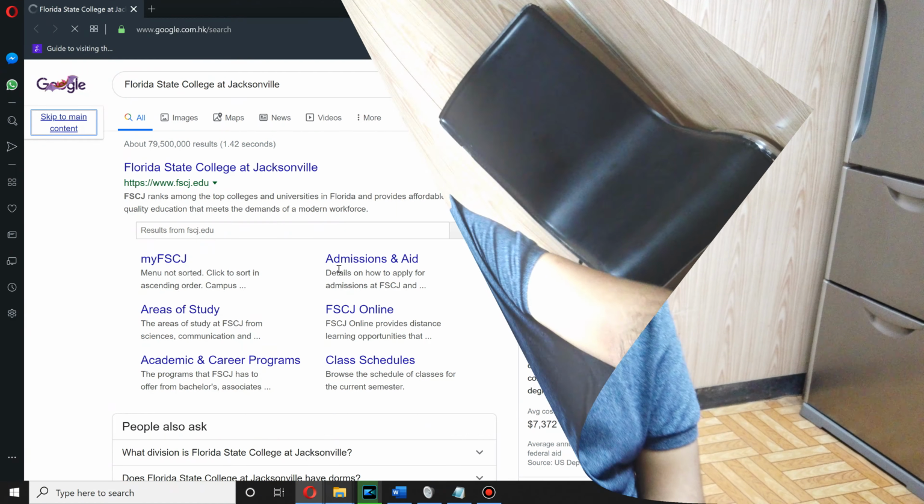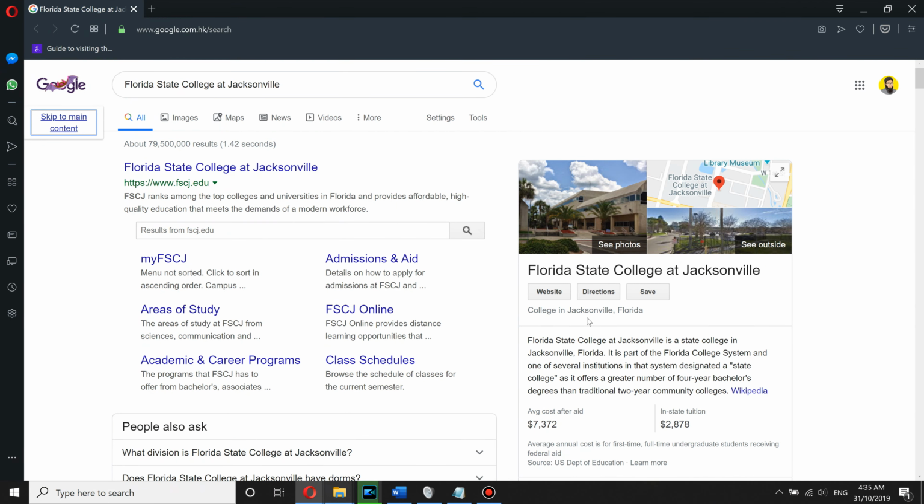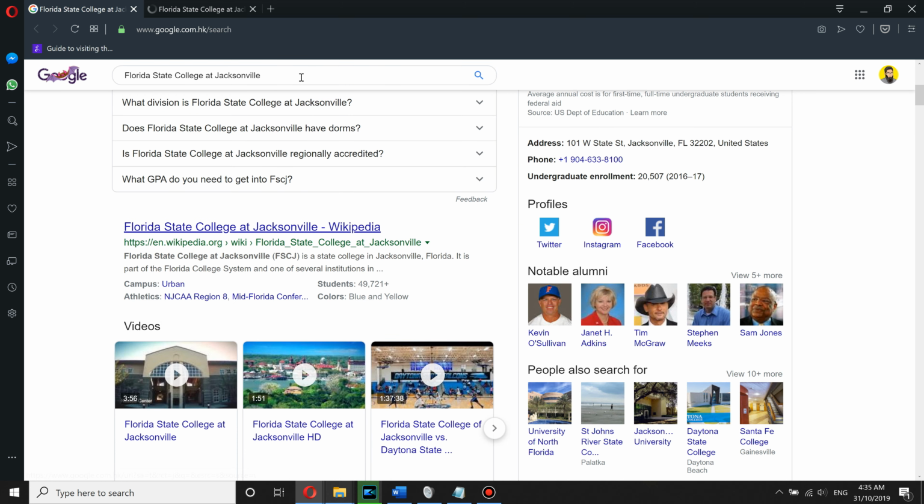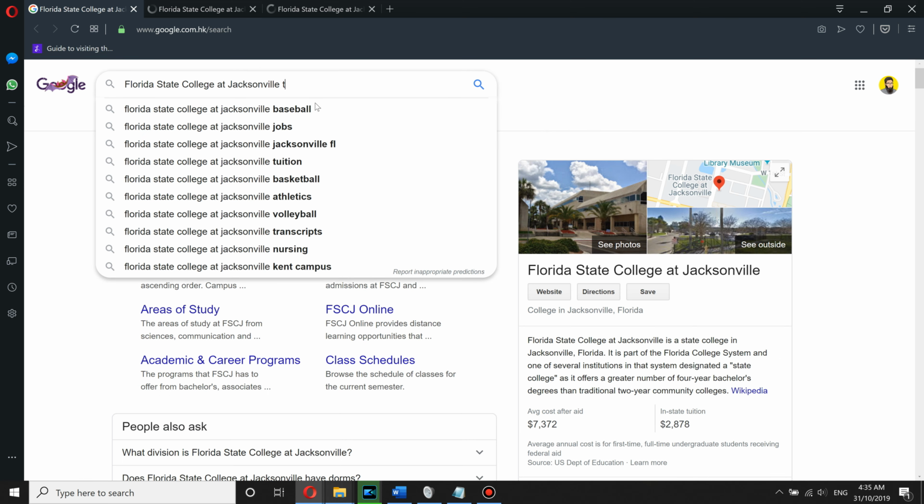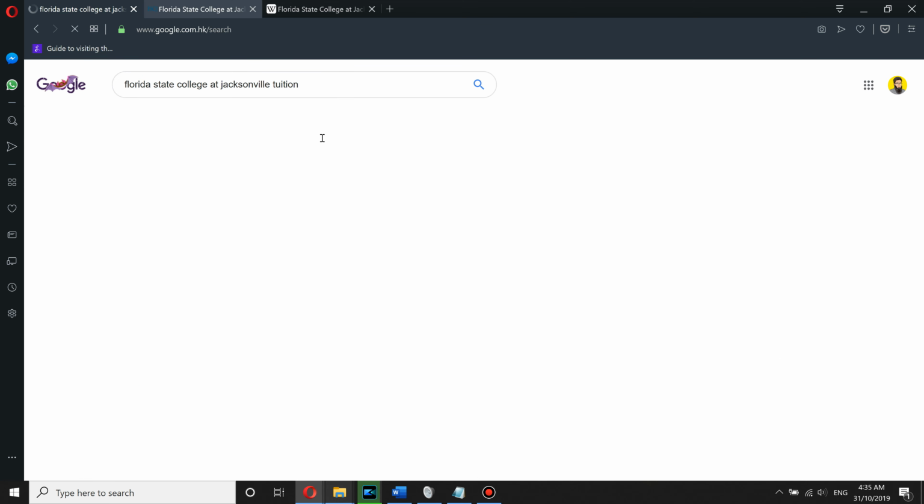So the question is, is Florida State College worth it? Jump to the screen and let's find out. So here it is, Florida State College at Jacksonville. Let me check the tuition. It's a public college, which is good.